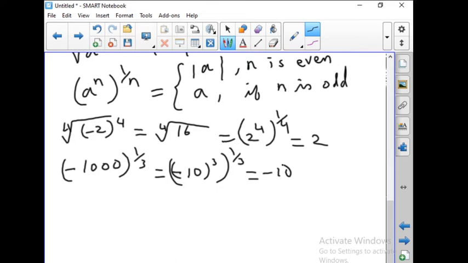Modulus of a means we will not be getting negative values. We will be getting only positive. And when n is odd, so here 1 by 3, 3 is odd. So, when it is odd, we get a. That is, if there is minus, we will be getting minus. Clear?